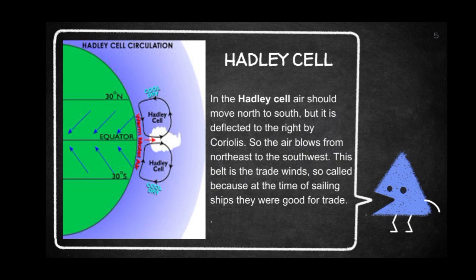Let's proceed to the first major atmospheric circulation cell, the Hadley cell circulation. In the Hadley cell, air should move from north to south, but it is deflected to the right by the Coriolis. So instead of the air blowing from north to south, it blows from the northeast to the southwest. This belt is the so-called trade winds because during that time of sailing, ships were used for trade.